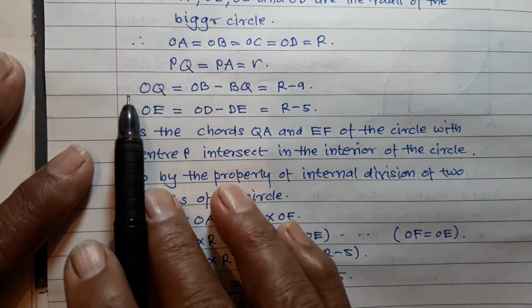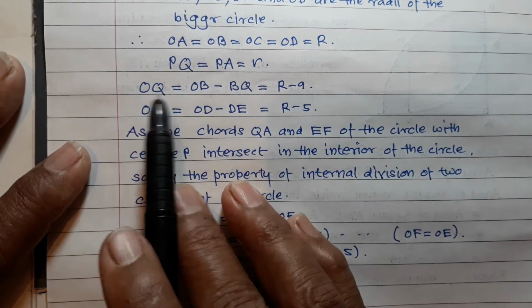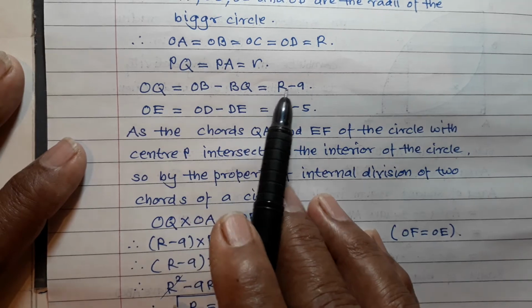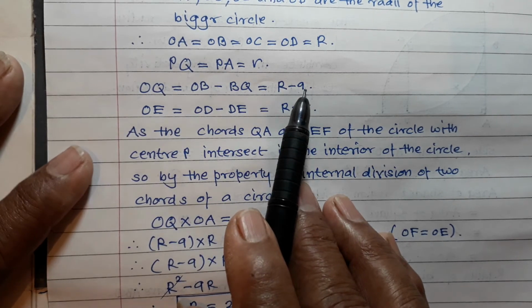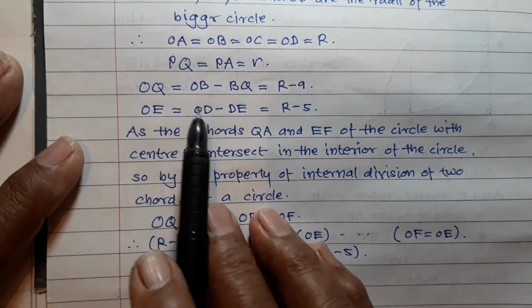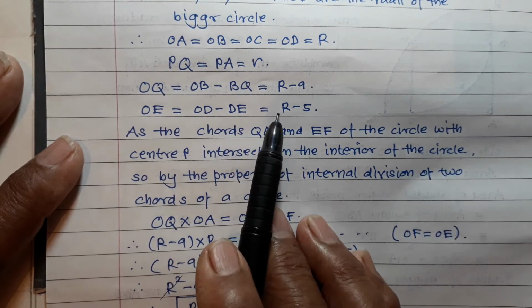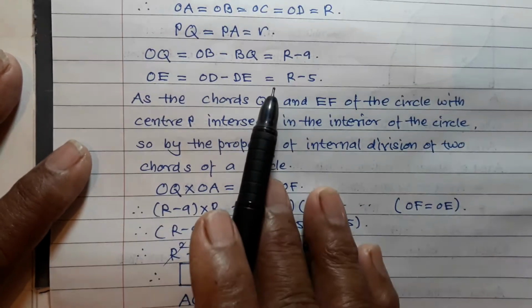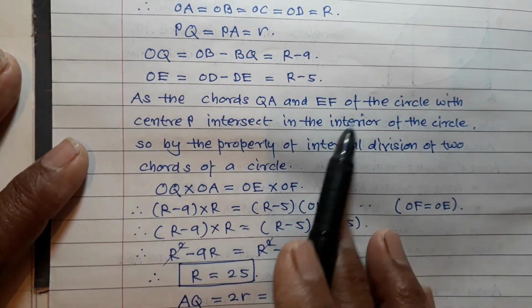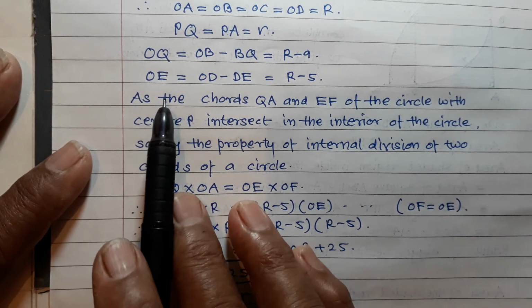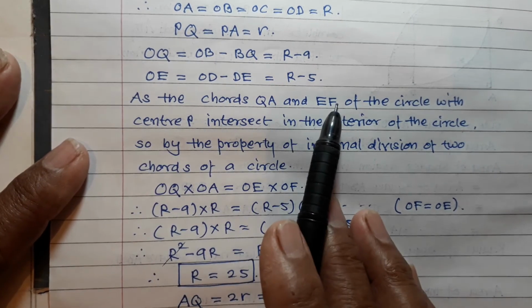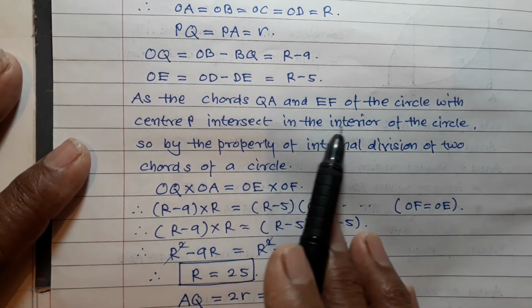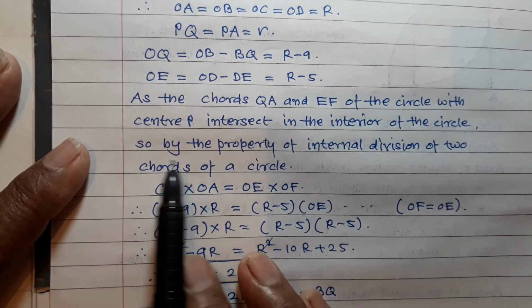Now you try to understand, this part is important. OQ is equal to OB minus BQ, which is R minus 9, and OE is equal to OD minus DE, which is R minus 5. Now here I use one property: the chords QA and EF of the circle with center P intersect in the interior of the circle.